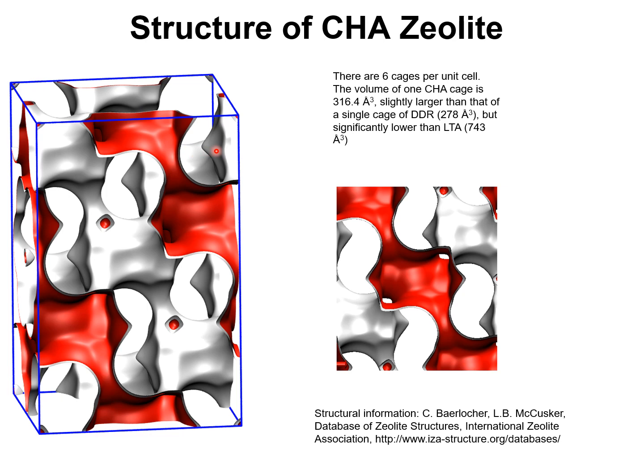This slide shows the pore landscape of Chabasite. Per unit cell, indicated here, there are 6 cages. The volume of one Chabasite cage is slightly larger than that of DDR zeolite, but significantly smaller than the volume of a single cage of LTA zeolite. Each cage is separated from an adjacent cage by narrow 8-ring windows.